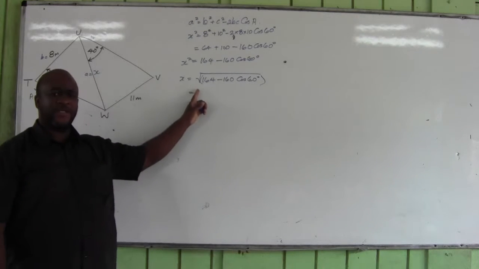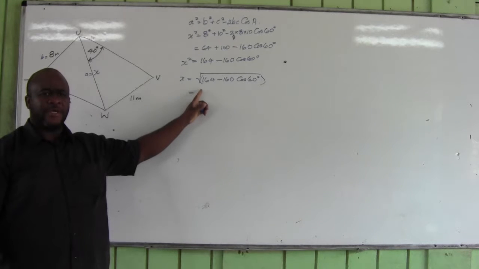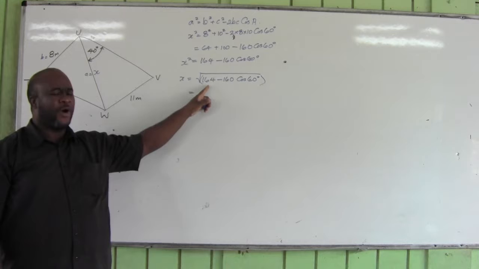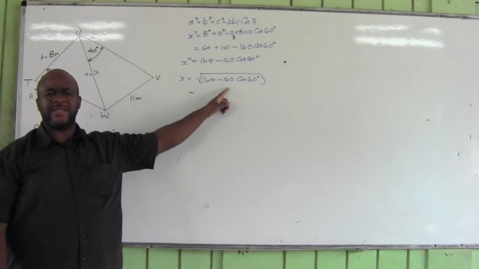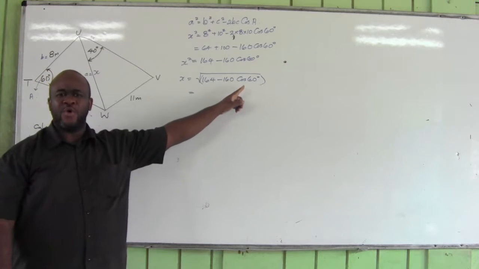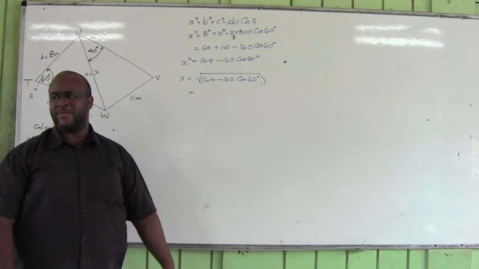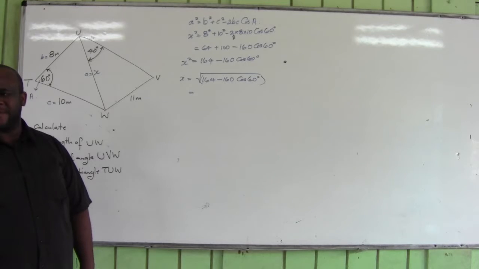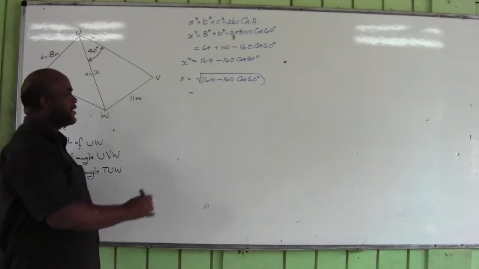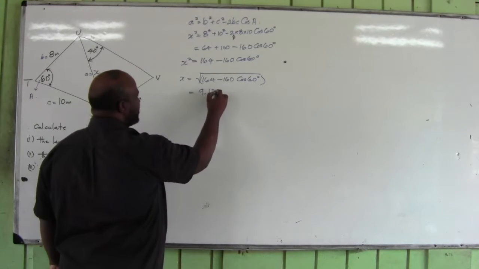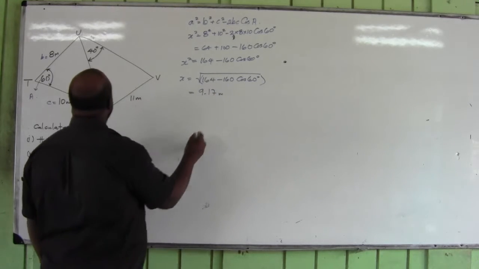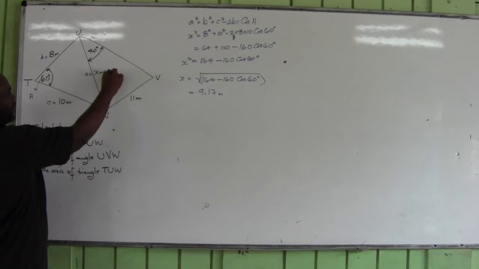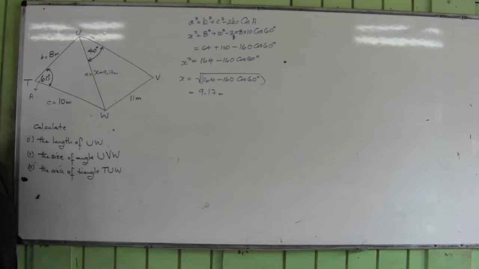So you're going to first put in what? The square root sign, open bracket, 164 minus 160 cosine 60 degrees, close bracket, and then press equal. Tell me what you get. Is it 9.16 or 9.17? This is 9.17 meters. Ladies and gentlemen, the length of this side is 9.17 meters.